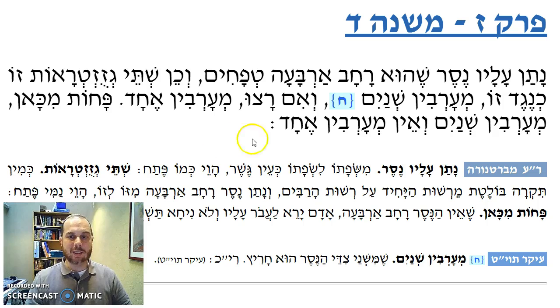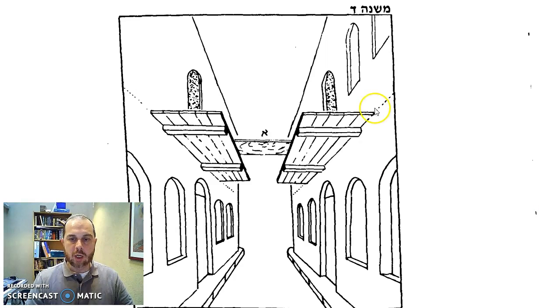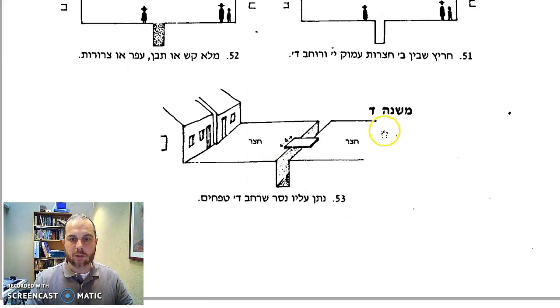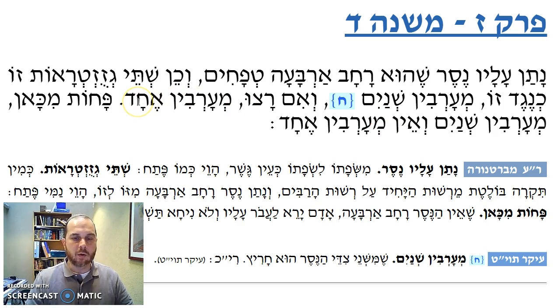And in this case, the Mishnah says, ma'arvim shnayim. You don't have to connect them. You could do 2. Each balcony could do its own, and in our case of the chatzer, each chatzer could do its own. Or v'im ratzu ma'arvin echad, or if you want, you could do 1.